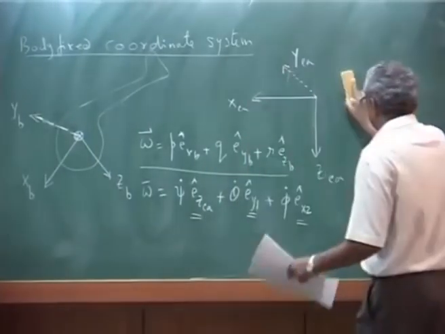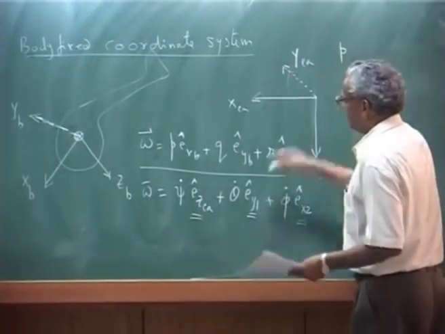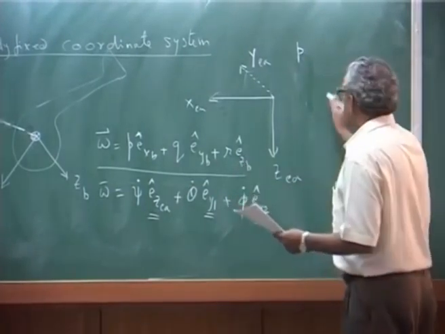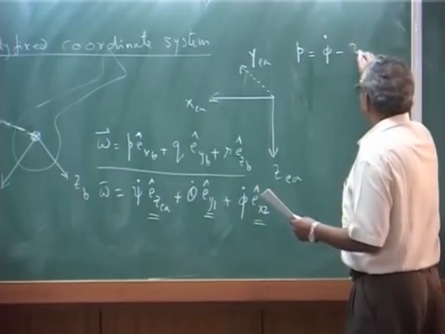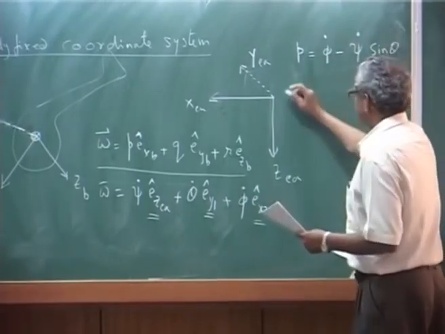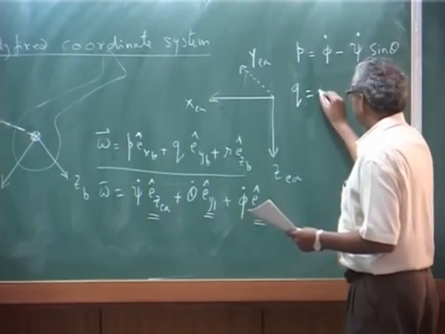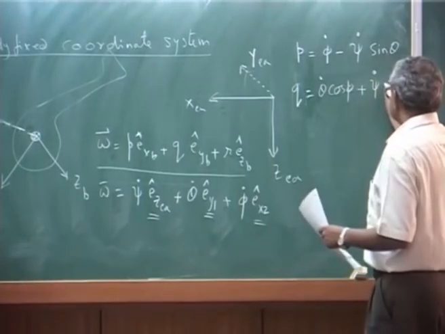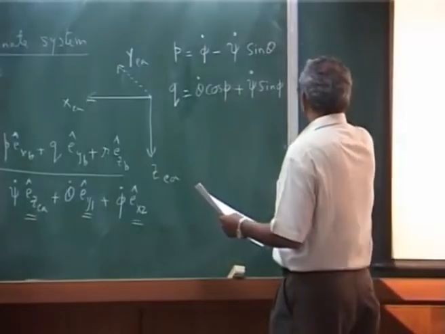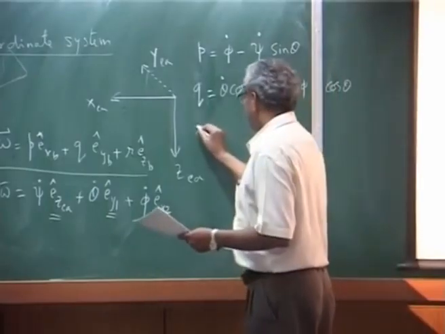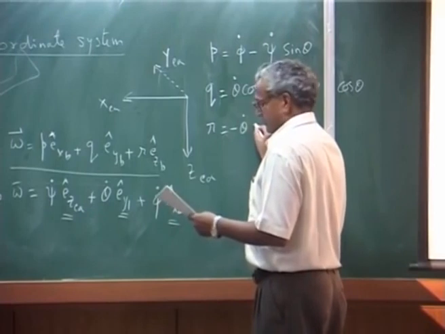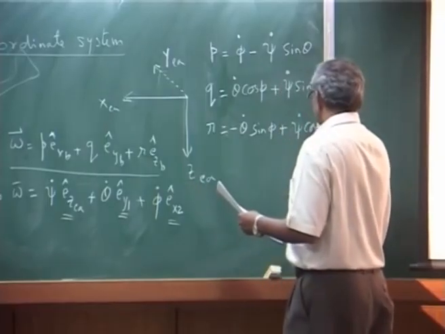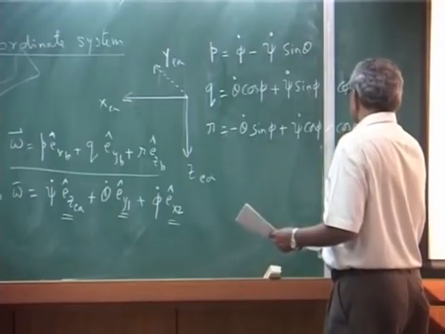Maybe I erase this part, here I will write. The relationship is, finally you convert everything into x_b, y_b, z_b. Okay. You will get P equals phi dot minus psi dot sin theta, and Q equals theta dot cosine phi plus psi dot sin phi cosine theta, and then R is minus theta dot sin phi plus psi dot cosine phi cosine theta.